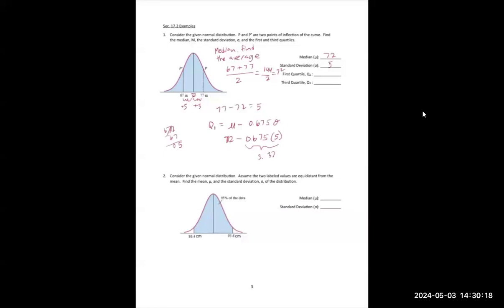That is 3.375. And then now we do 72 minus that number. So 72 minus 3.375, and that gives me 68.625. And there we go. So that is my first quartile. Oh, wait, I'm sorry, I added. I was looking at Q3. It's 68.625. Okay.